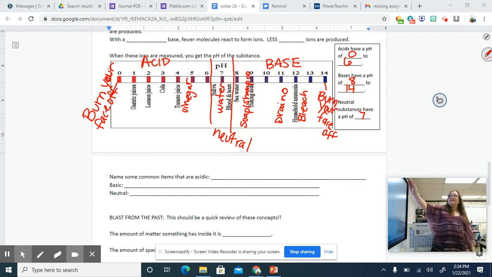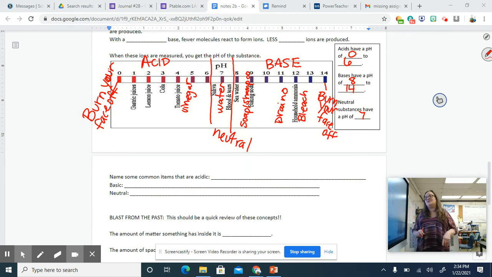So now I'm going to leave that up there. I want you to fill in this part. So pause, fill in that part. Name some common things that are acidic, some things that are basic, and some things that are neutral. I want you to put 2 in each line and then unpause and check your answers. I know you paused it, didn't you? You did. You got your lines all filled in. You paused it. You're all set.